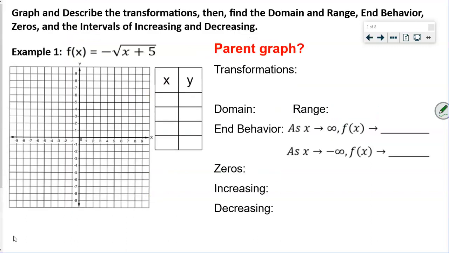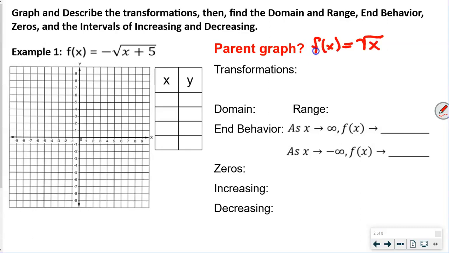So that was a review of what we'd already learned, and so here again, we're going to talk about what this question is asking us. This question is asking us to graph and describe the transformations, then find the domain and range and end behavior, zeros, and the intervals of increase and decrease. So again, I always want to talk about what our parent graph is. So our parent graph is f of x is equal to the square root of x. Now that's important because now we can see what the transformations are, right?